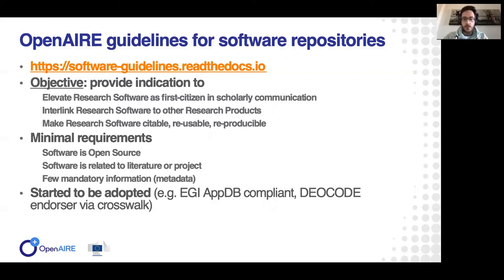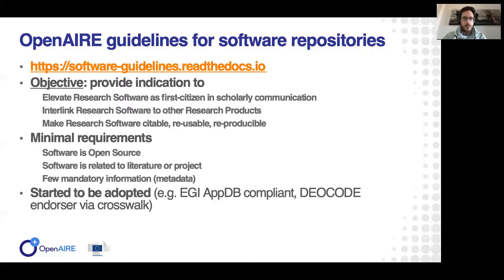Doing so would empower us to interlink research software to other publications and other research products in general, and so to make research software citable, reusable, and reproducible, which would be amazing for us. There are minimal requirements. The software has to be open source. It should be related to a project, and there are only a few mandatory fields of information that are required in order to be valid and compliant with the guidelines.